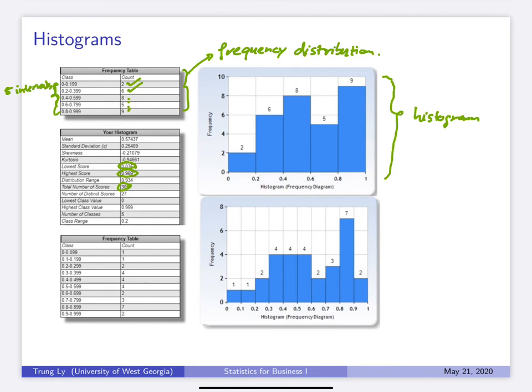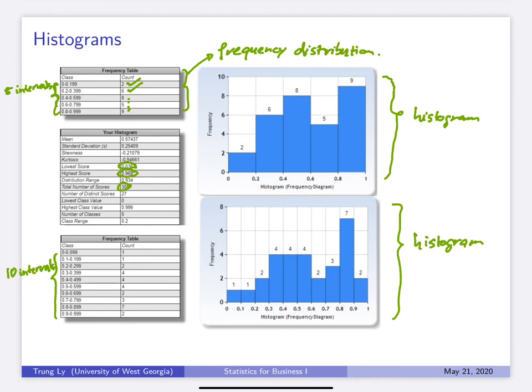But let's see what happens if I have 10 intervals instead of 5. Then what I have is the second frequency distribution here, where I have 10 intervals, and the corresponding histogram. Note that they now give us more information about the data.